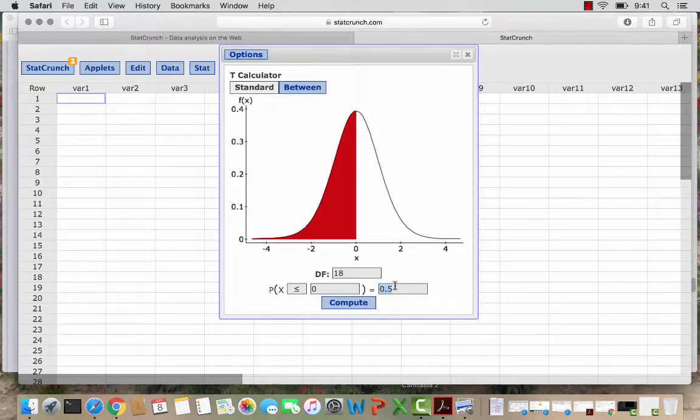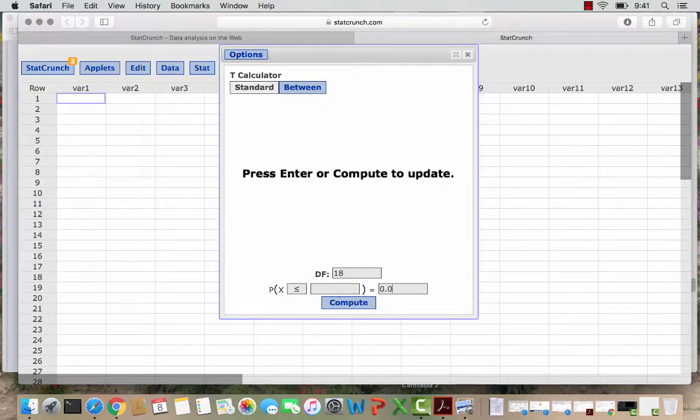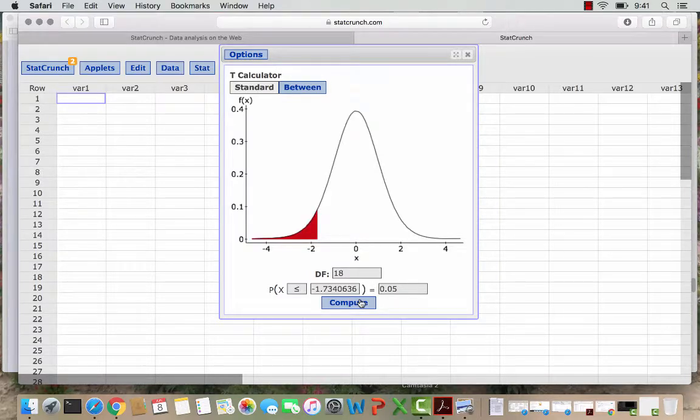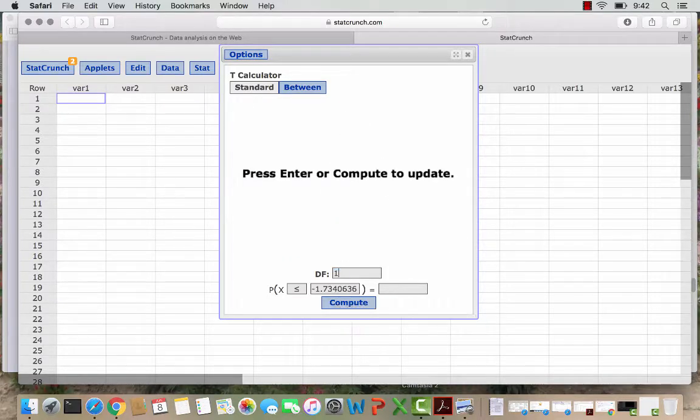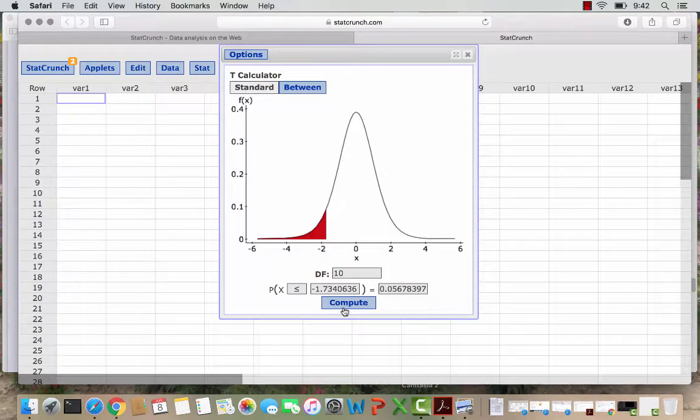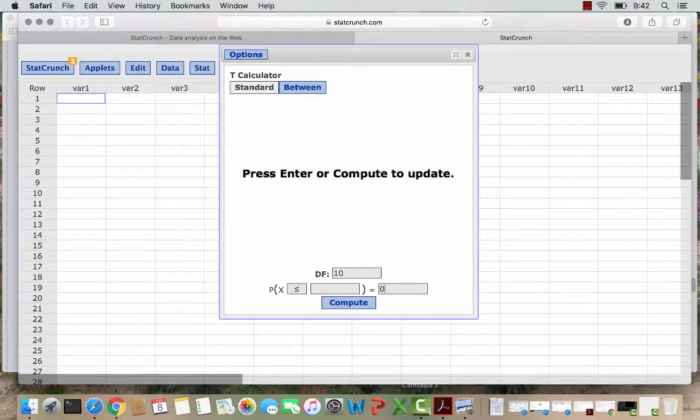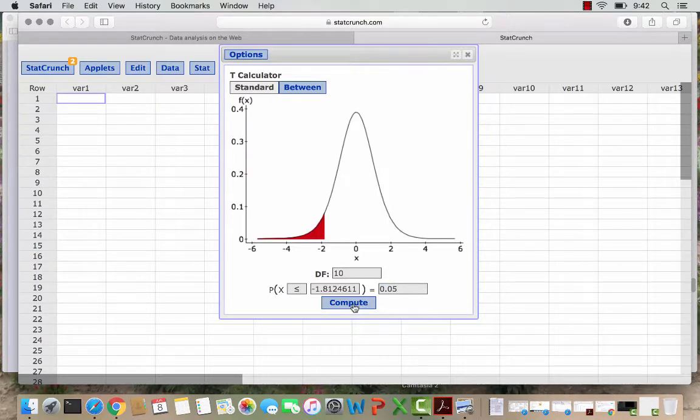So maybe we'll put, where does it have 0.05? So here it is, if it's got 18 degrees of freedom, our x value would be negative 1.73. And then if we went down to 10 degrees of freedom, see how it changes. We want it when it's 0.05 exactly. It changes a little bit further out. So it's hard to see with the naked eye, but the T distribution does change a little bit, but it still has that basic normal shape.